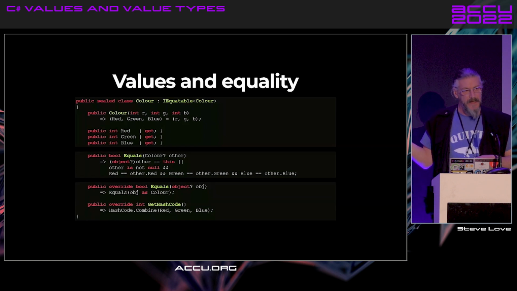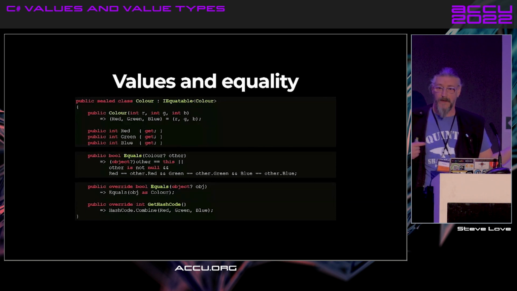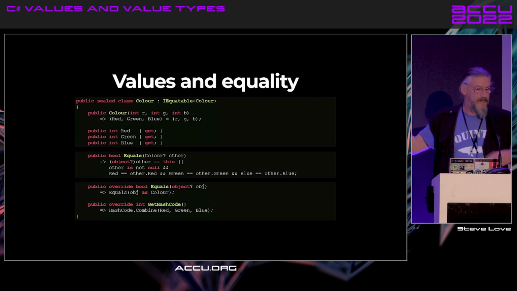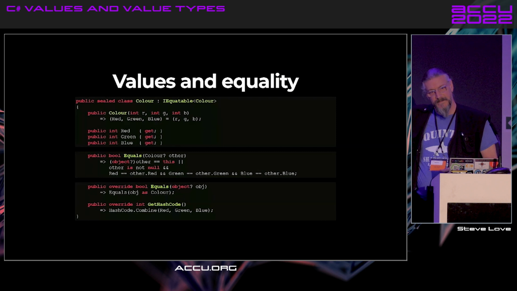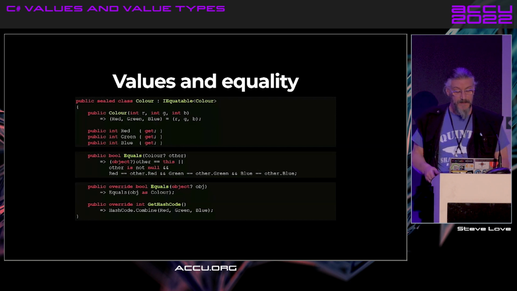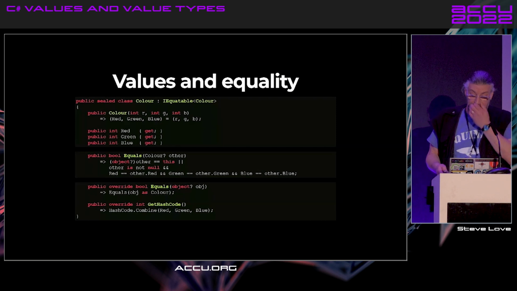But we still override the equals method inherited from object to handle the case where you've got an object reference to a color that you're trying to compare. And that uses, again, expression-bodied syntax to pass that comparison off to the IEquatable implementation. And then GetHashCode is exactly the same as it was previously, just using the same idea.